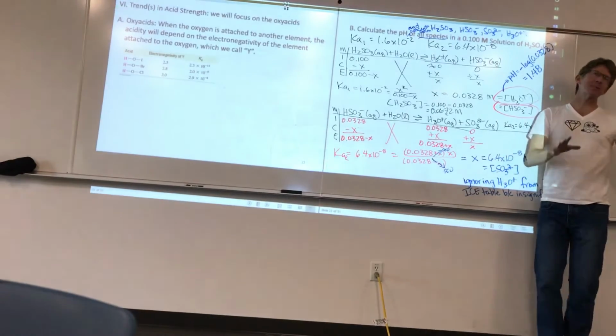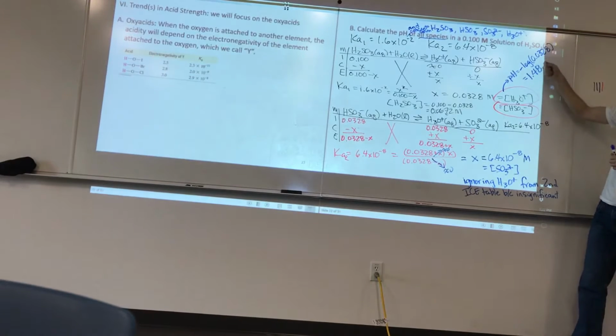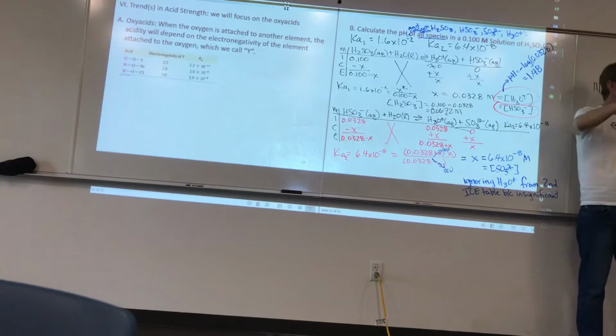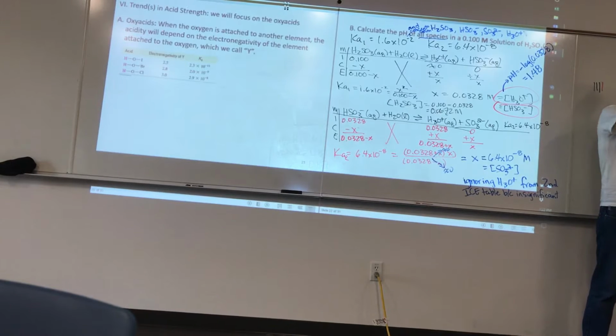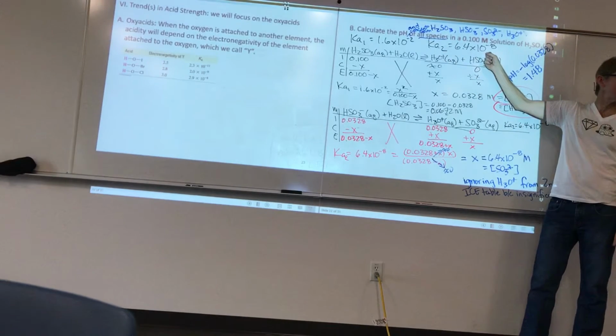And I've said this before, and it's sort of underneath everything that we do, but this pH is our third ice table. Because that is H2O plus H2O goes to hydronium plus hydroxide. That's what underlies that. And that Kw is 1.0 times 10 to the minus 14. So technically we're doing that last.